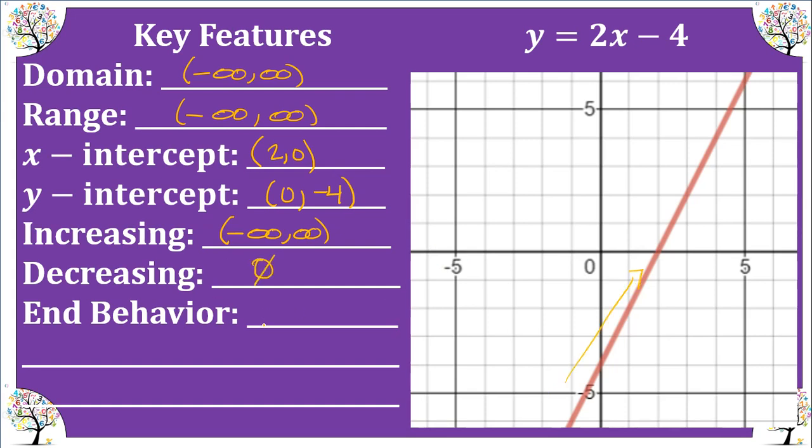And then null for decreasing, it never decreases. As x approaches negative infinity, f of x approaches negative infinity. There are arrows on the ends of these graphs. On the left side, which means negative infinity, as x goes to negative infinity, it goes down. Then as x approaches positive infinity, on the right side of the graph, the graph is going up.